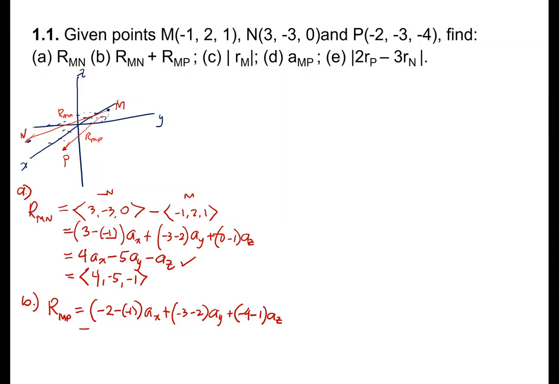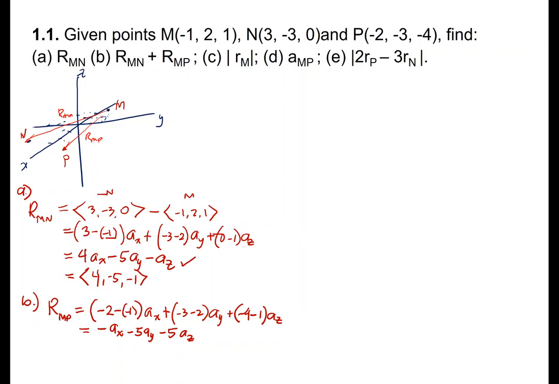Then you just simply operate the basic operation. So you have negative 2 plus 1, so this is negative 1 AX, and then minus 5 AY. Sorry, I think it's correct, no? Yeah, 1, 2, 1, 1, 2, 1, 3 negative. That's correct. And then we have negative 4, so negative 5 AZ. Then we have the operation.